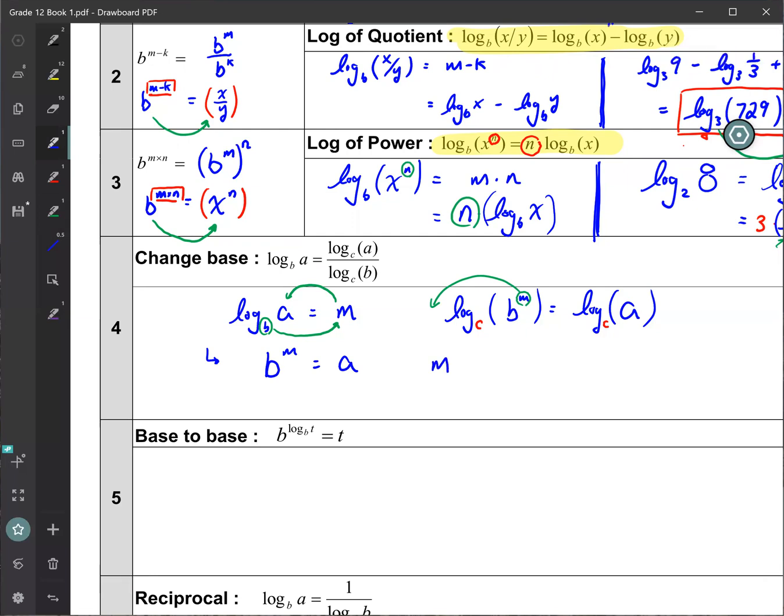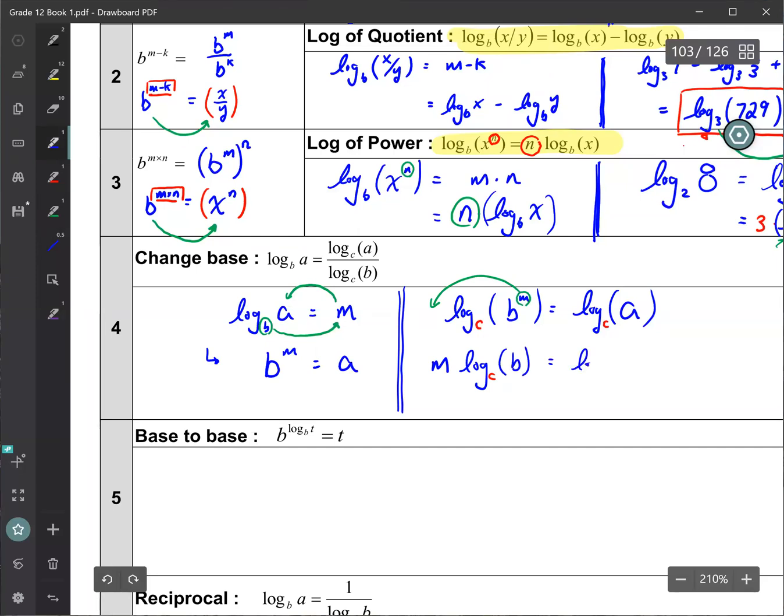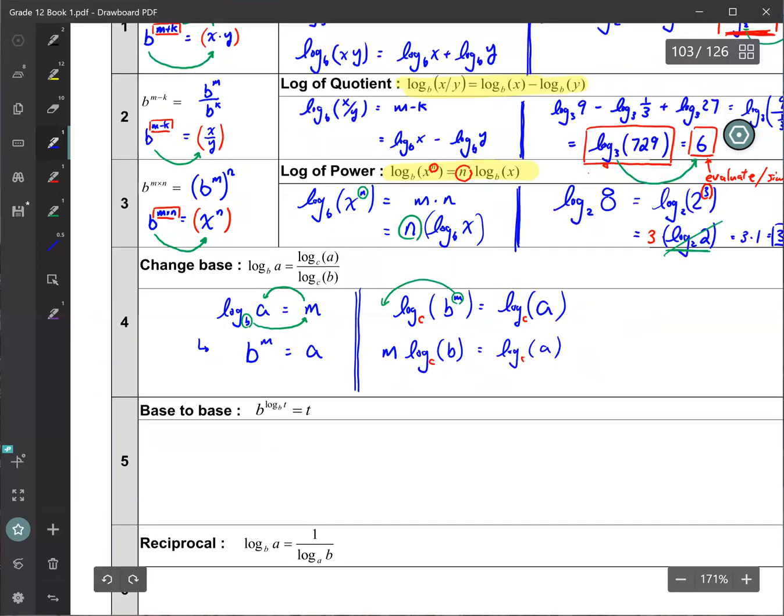Okay, let me draw a line. Okay, let me erase that. Okay, so after we put a log on, we bring the m down. So m times log base c of b, right, equals log base c of a. Any questions so far? And then we are going to isolate the m.